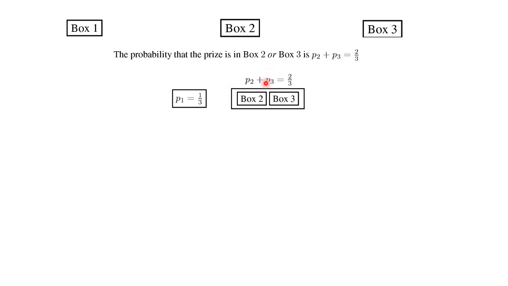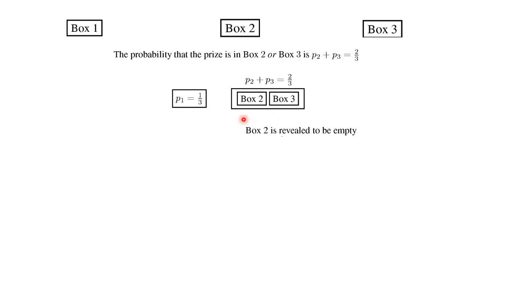So here we are again, box 1, box 2, and box 3. Pi is the probability that the prize is in box i. So the probability that the prize is in box 2 or box 3 is the sum of the two probabilities. These are disjoint events. So the probability that it's in box 1, which you chose, is 1/3. Probability that it's in box 2 or box 3 is 2/3.